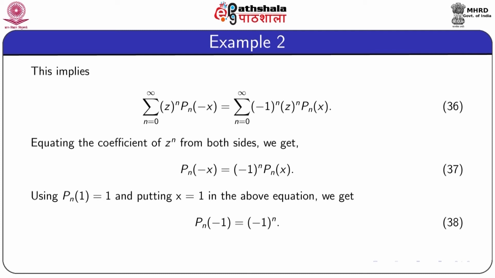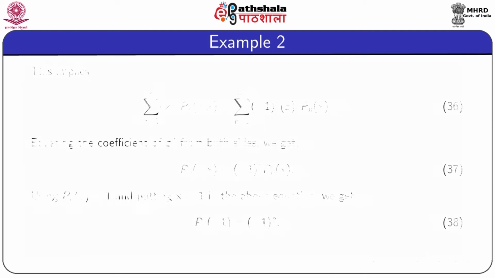And if you equate the coefficient of z to the power n from both sides, we will be getting P_n(-x) = (-1)^n P_n(x). If you put P_n(1) = 1 and put x = 1 in the above equation, which is 39, we will be getting P_n(-1) = (-1)^n, which has been asked to derive in the second part of the problem.